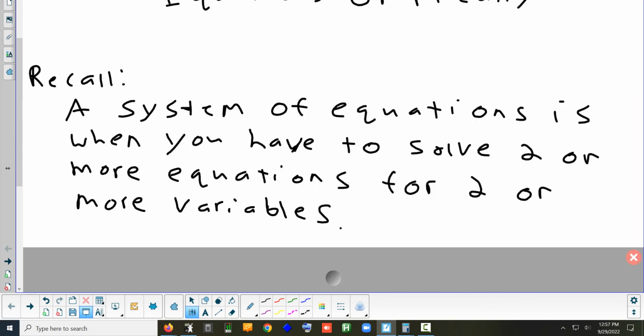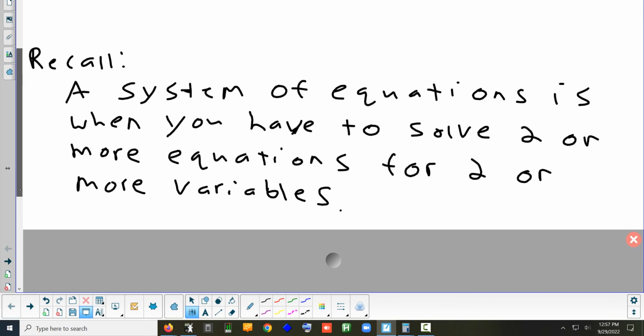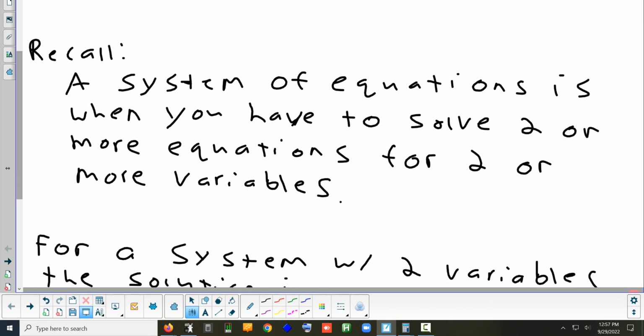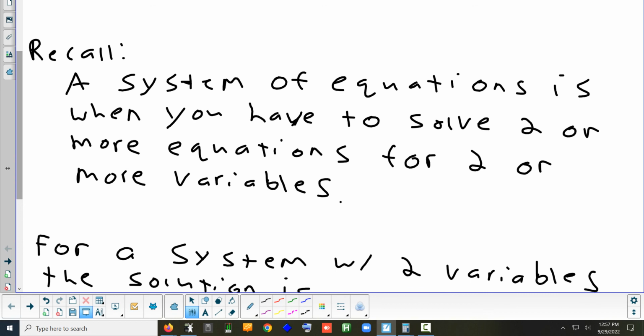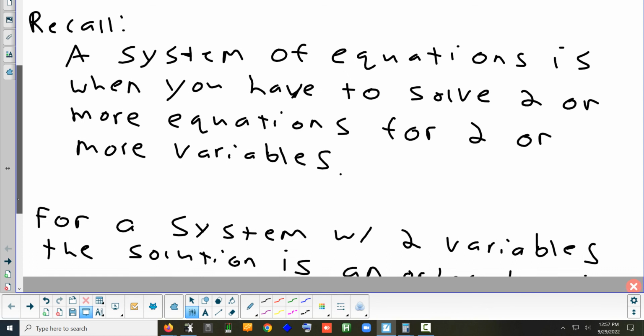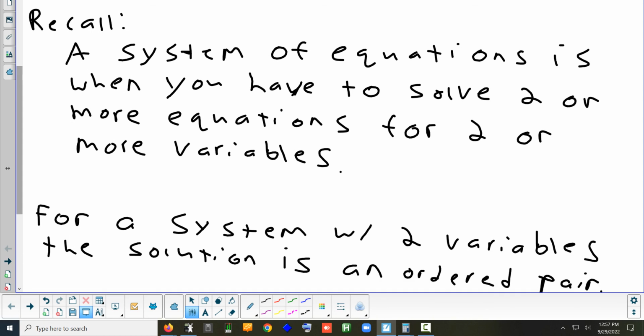So remember from Algebra 1 what a system is. A system is when you're solving for more than one variable. We're going to specifically be solving for two variables. And when you want to write down the answer to a system that has two variables, generally what we do is write it as a coordinate. We write it as an ordered pair.